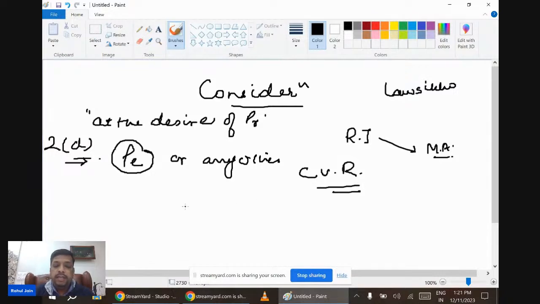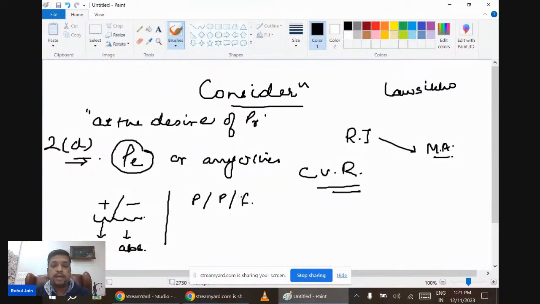Now consideration may be positive or negative. What does that mean? It means consideration may be to do something or to abstain from doing something, and it may be past, present, and future. But one thing to be noted: under English law, past consideration is no consideration, but under Indian law, the law recognizes past, present, or future, all three times.